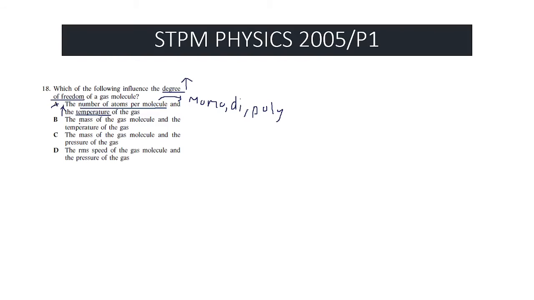And B states here the mass of the gas. This is incorrect. The mass of the gas does not influence the degree of freedom, and the pressure also does not affect the degree of freedom. So here we can see the rest is incorrect. The correct answer is A.